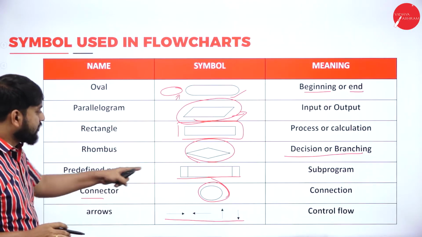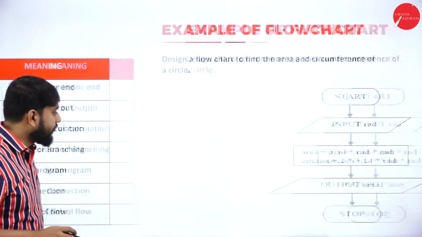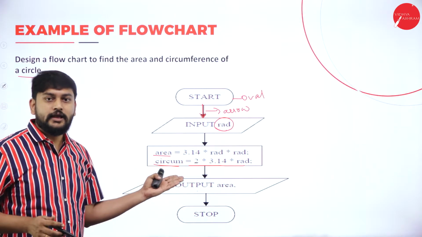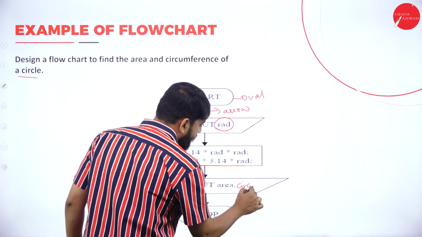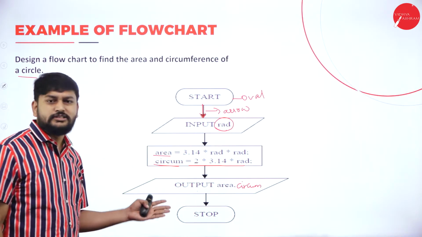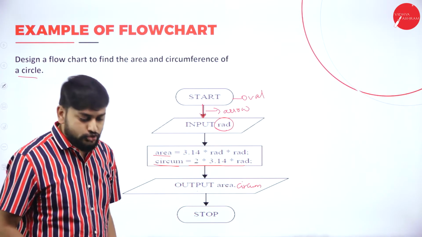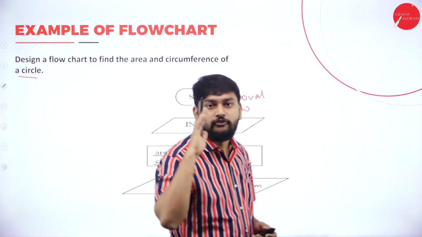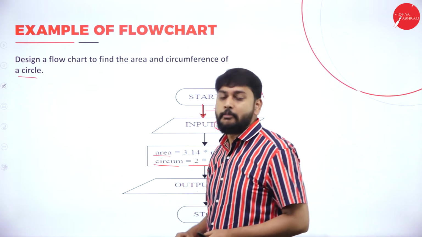So please understand that's what we have done here. You got it? In the same way, I have the area, so I need to print the area and circumference. If you want, you can also write circumference. I need to print this output again. Which symbol do you use for input? The parallelogram, the other symbol for output, then stop. So this is how we write the flowchart. That's what you need to understand, my dear students.